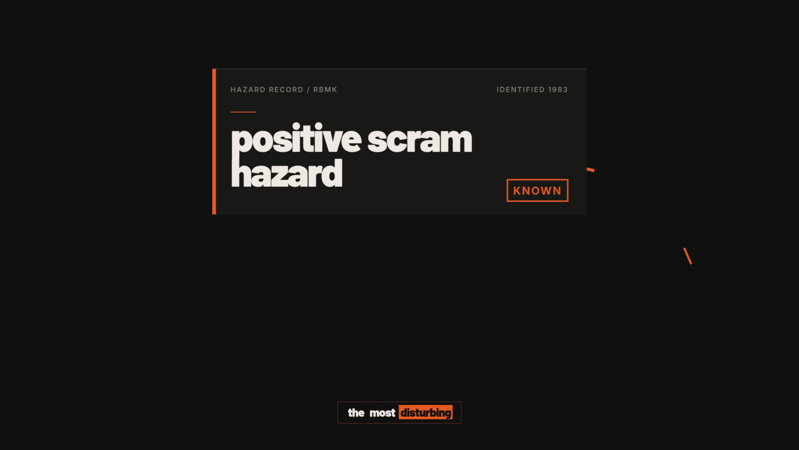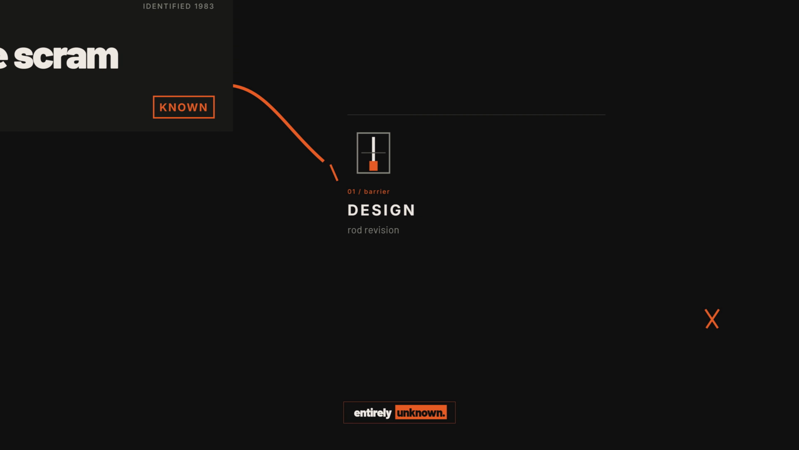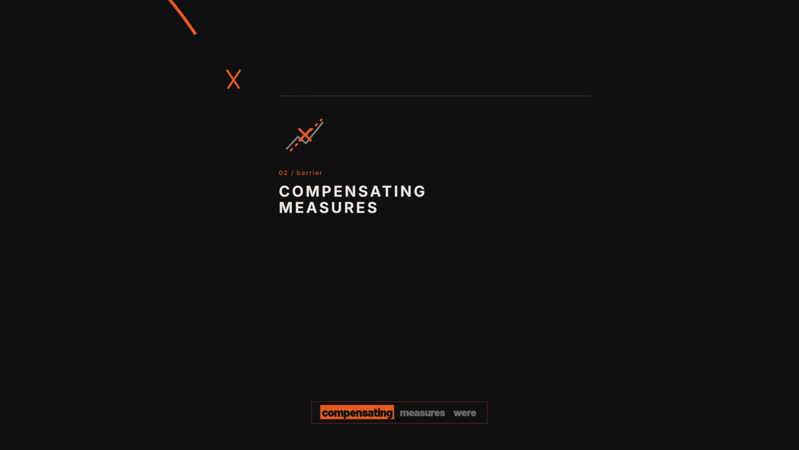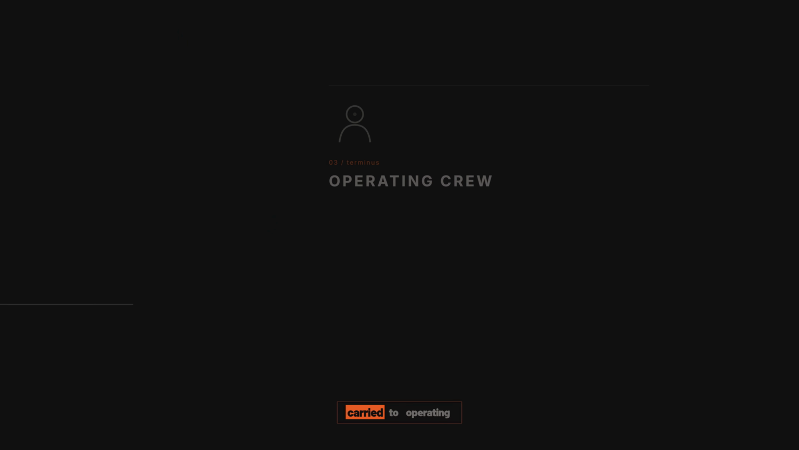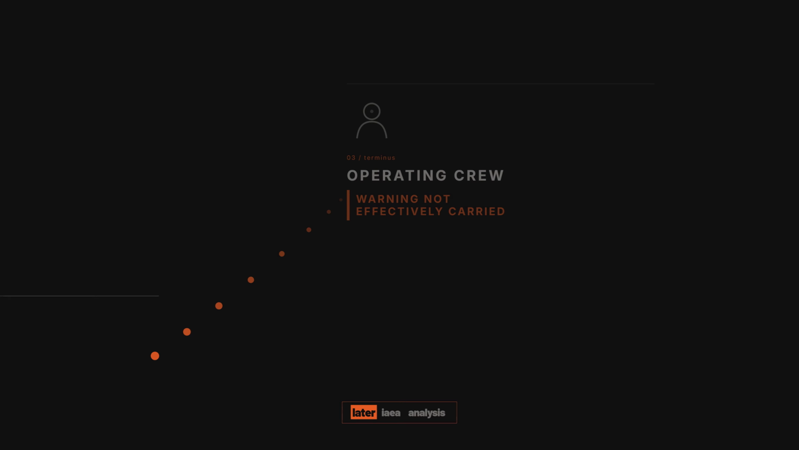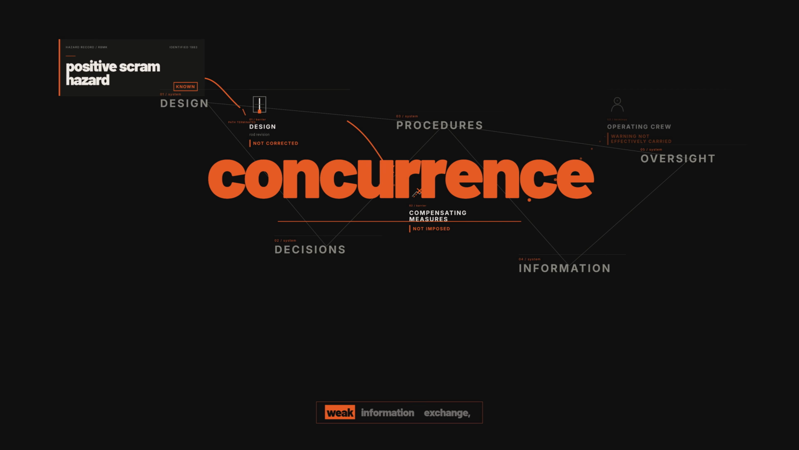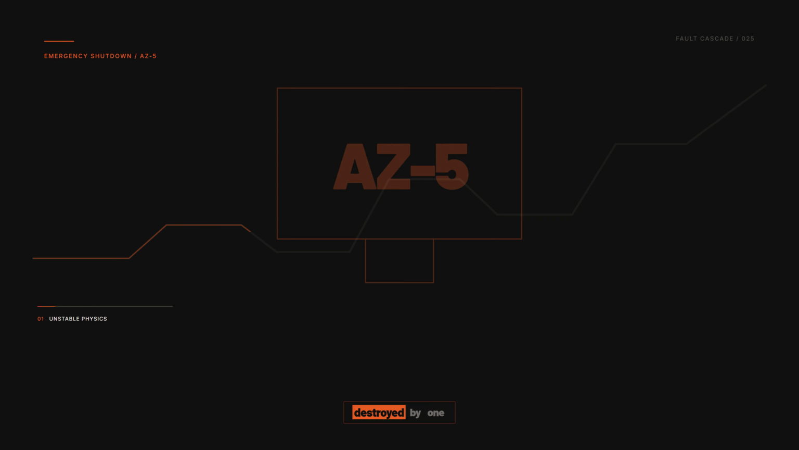The most disturbing part is that the positive scram hazard was not entirely unknown. A dangerous rod effect had been identified before the accident, yet the rods were not corrected, compensating measures were not imposed, and the warning was not effectively carried to operating crews. Early accounts blamed operators almost entirely. Later IAEA analysis shifted the picture toward a concurrence of design defects, operating decisions, poor procedures, weak information exchange, and deficient safety culture. Chernobyl was not destroyed by one button.